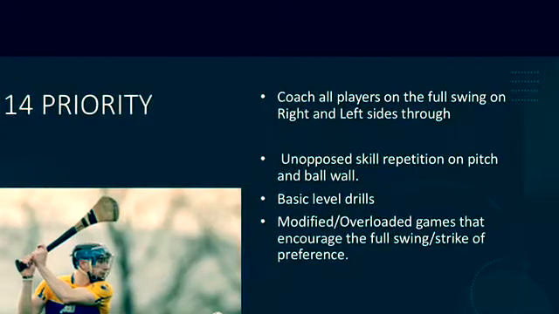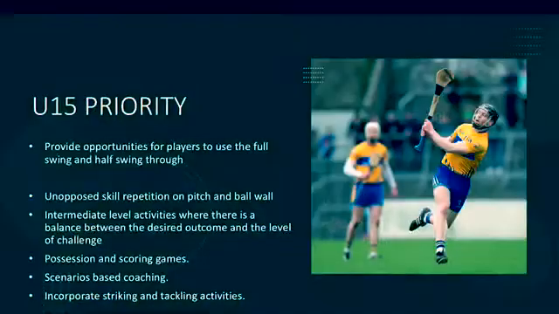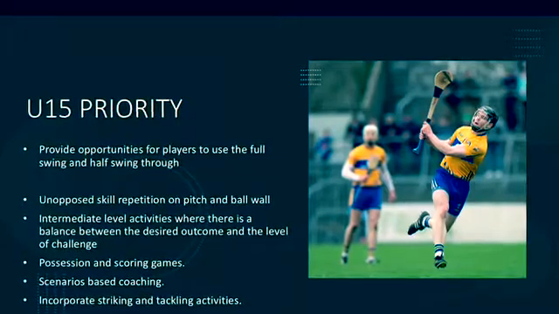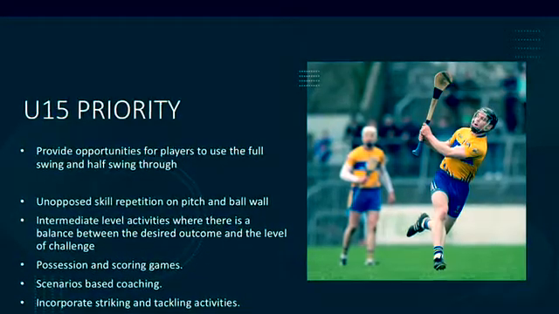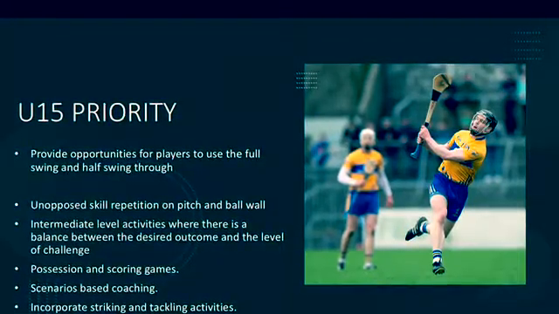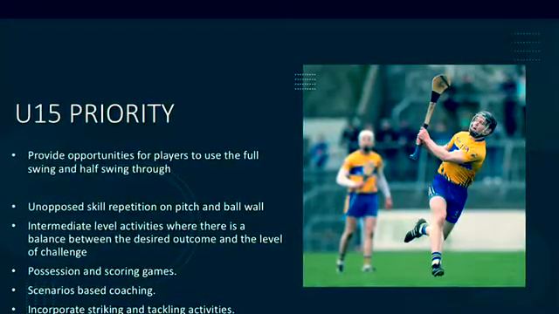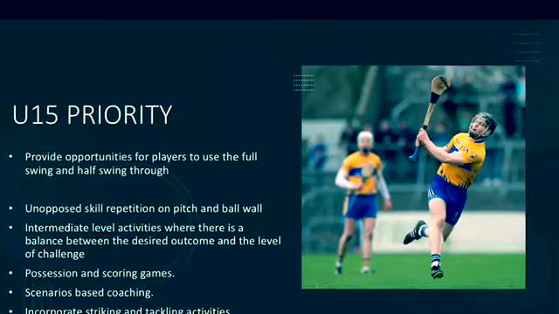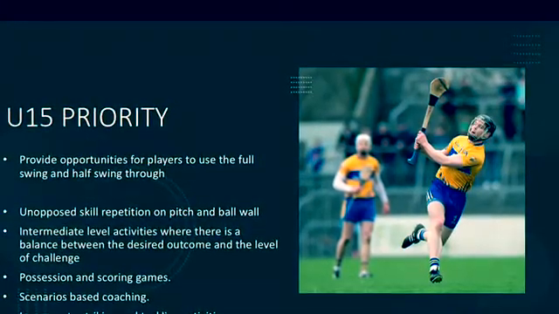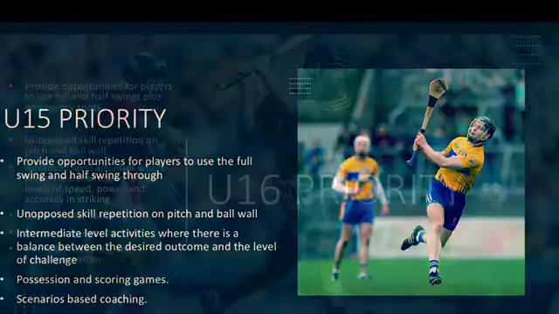At under 15 then, the priority is to continue with the full swing, but also to spend a lot of time on the half swing and strike passing especially. It's done through unopposed skill repetition on the pitch and on the ball wall, intermediate level activities where there is a balance between the desired outcome and the level of challenge, possession and scoring games, scenarios based coaching, etc.